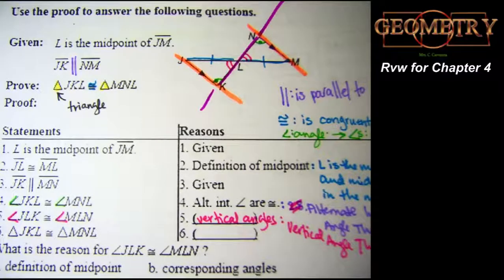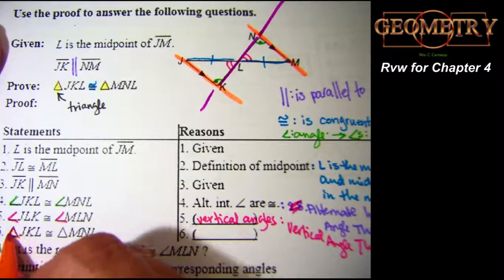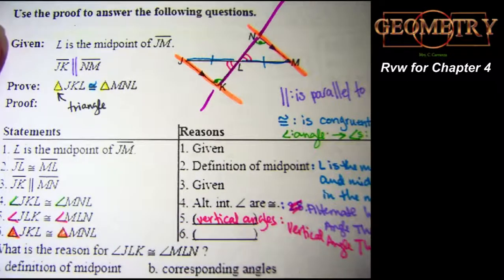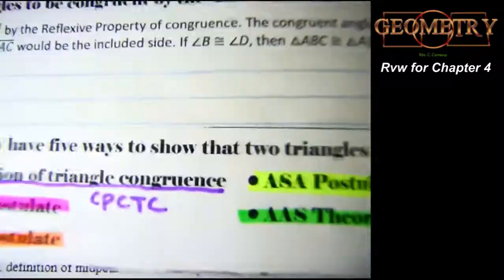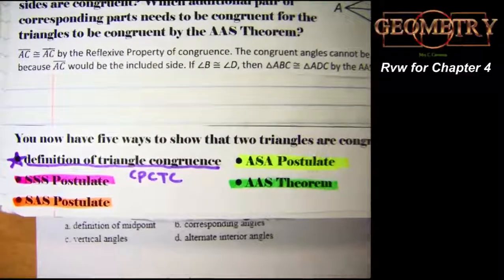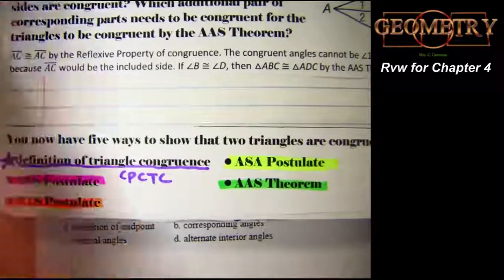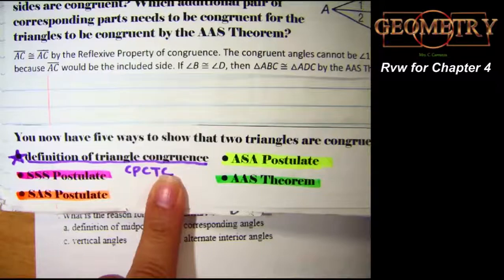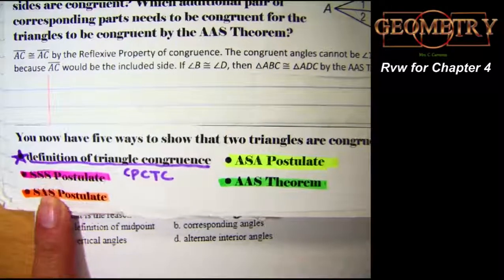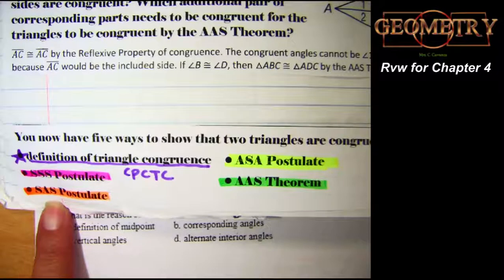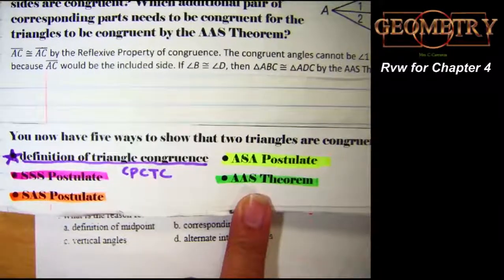Last but not least, we have that the triangles are congruent. Do we have enough information to say that the triangles are congruent? Yes. Okay, now we have to figure out why. I'm going to go to the very last thing we have in our notes. The very last thing we have in our notes is that we have 5 ways to show triangles are congruent. We can use everything about them is congruent. We can use the 3 pairs of sides are congruent. We can use 2 pairs of sides and an angle, or 2 angles and a side.